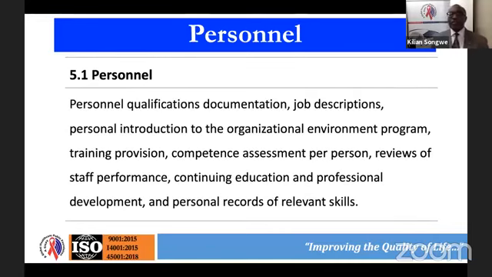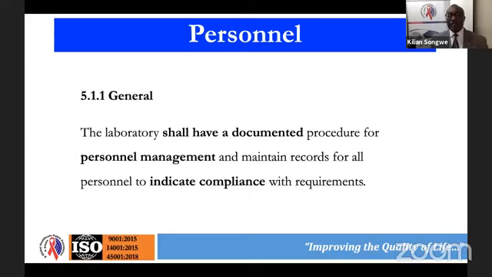So there needs to be an orientation that welcomes everybody into the different management systems that they're going to work in. Then there is, of course, continuing education, professional development. The world is changing today at such a very humongous speed and pace that we need to continuously stay current with the things that are going on in the job.